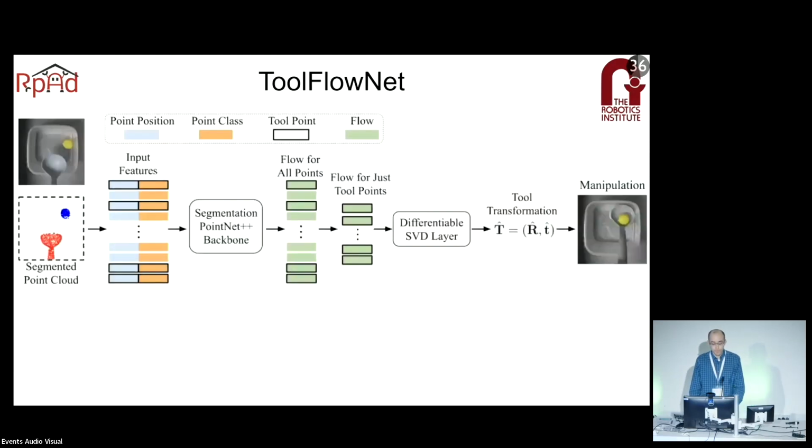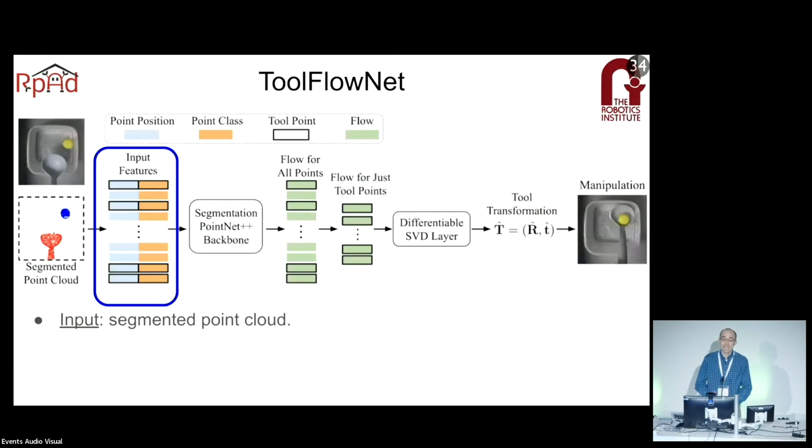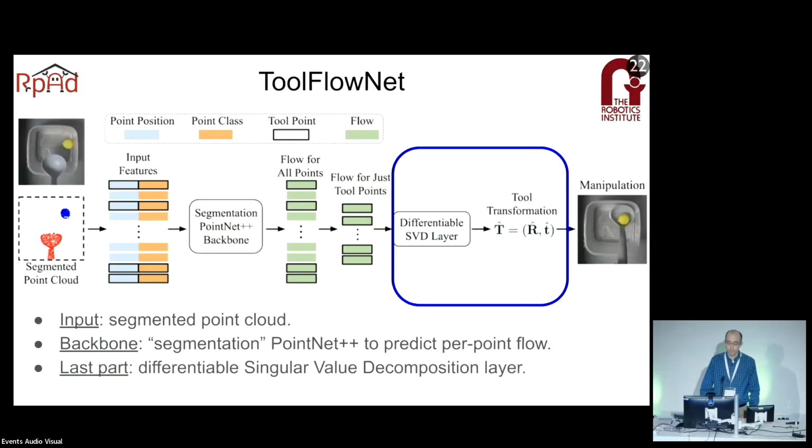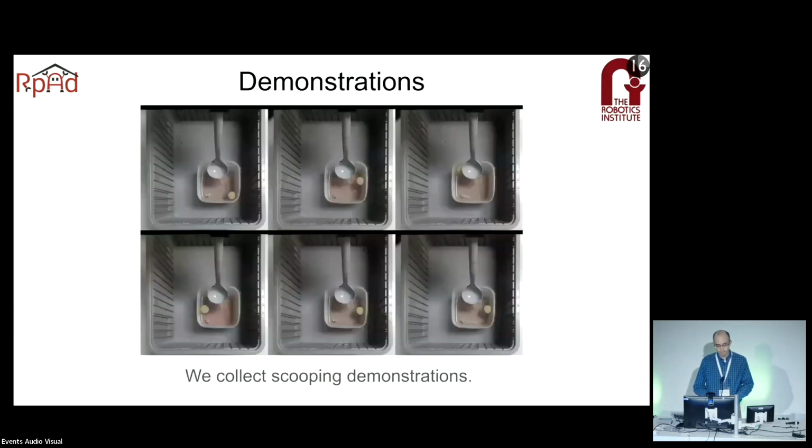Here's the architecture. The input is a segmented point cloud where each point has a position and a class label. The backbone is a segmentation PointNet++ to predict per point tool flow. The last part is a differentiable singular value decomposition layer to compute the action.